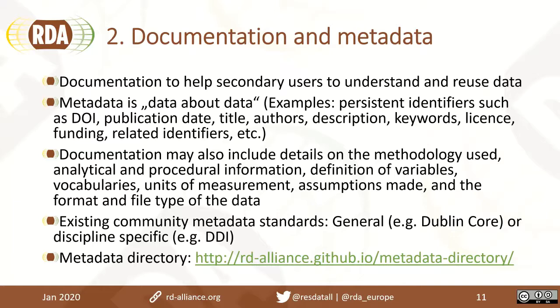Data about data is also the publication date, title, author, description, keywords, licenses, funding, related identifiers. Here I'm listing just very simple, basic metadata. These are the metadata entries that you will see if you use a general repository like Zenodo, that's using this Dublin Core metadata standard. But you also have richer metadata standards that include much more than this.